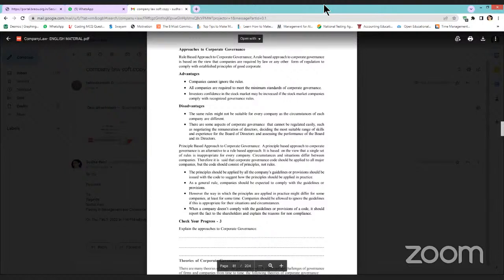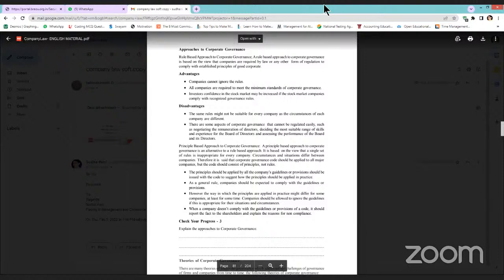Similarly, based on performance, if you would like to pay the remuneration, that again is not possible. So the rule-based approach has what we call drawbacks.